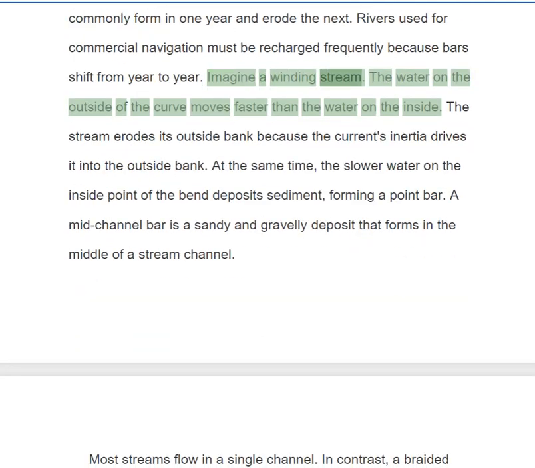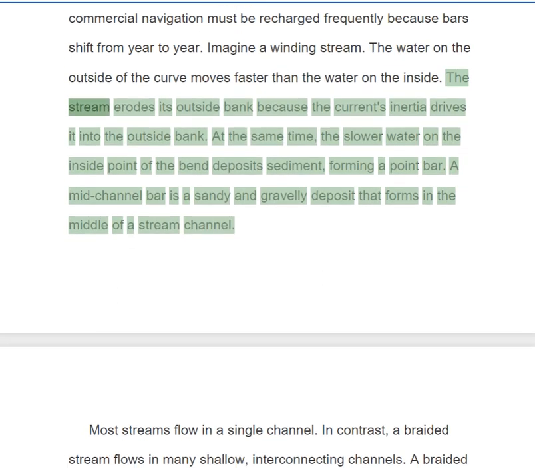Imagine a winding stream. The water on the outside of the curve moves faster than the water on the inside. The stream erodes its outside bank because the current's inertia drives it into the outside bank. At the same time, the slower water on the inside point of the bend deposits sediment, forming a point bar. A mid-channel bar is a sandy and gravelly deposit that forms in the middle of a stream channel.